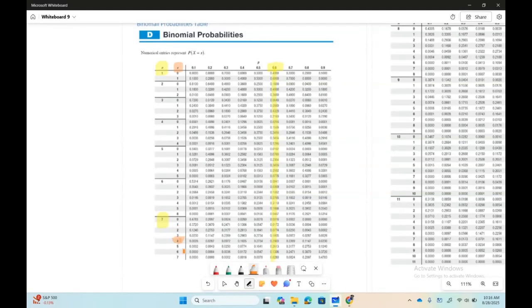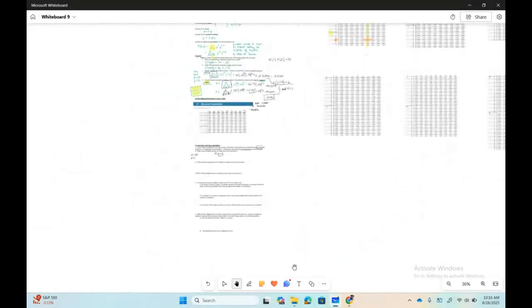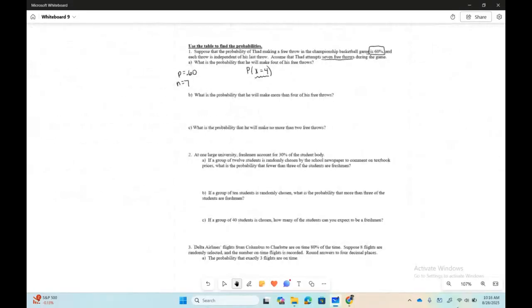So here's my x's right here. So I found where x is 4. And I'm going to go across. And that 0.2903, that is my answer. That's my probability. All right, so I can say my answer is 0.2903.